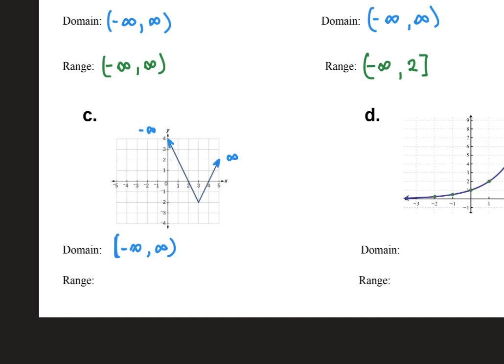For range, we're going to look at our lowest point. So this graph does have a minimum, so it does have a lowest point, and that lowest point is negative 2. It does hit it at negative 2. And then my highest point, the highest point I see on my graph is here. But again, that arrowhead means it's going to continue on forever. So it is going to continue going up to positive infinity. So my range would be from negative 2 to infinity.